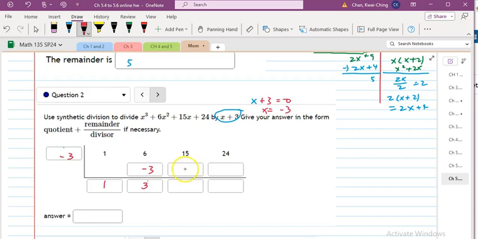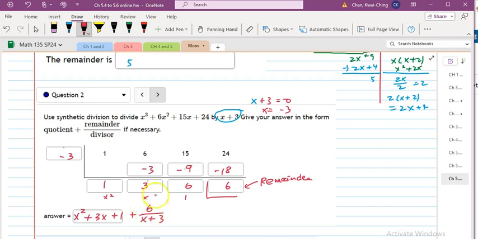Negative 3 times 3 is negative 9. 15 plus negative 9 is 6. Negative 3 times 6 is negative 18. 24 minus 18 is 6. So this is the remainder. Then this is the quotient. I'll write it as x squared plus 3x plus 1 plus 6 over x plus 3.